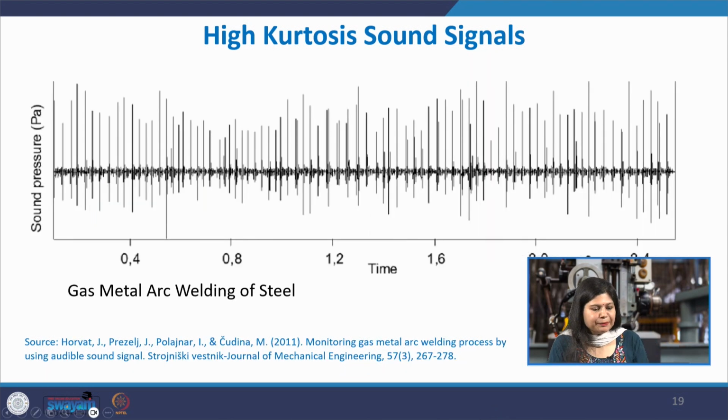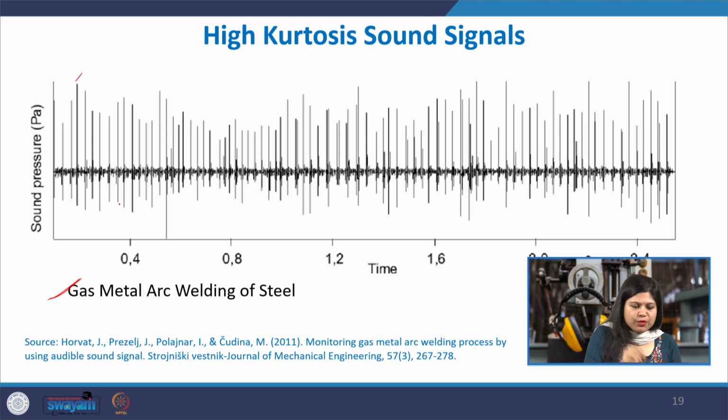Another example is the sound pressure when gas metal arc welding of steel is going on. Again you see a very peaky waveform, these sharp narrow peaks unevenly distributed, and in between there is very low intensity and then a sudden sharp intensity event. So, you can see the peakiness in the signal.